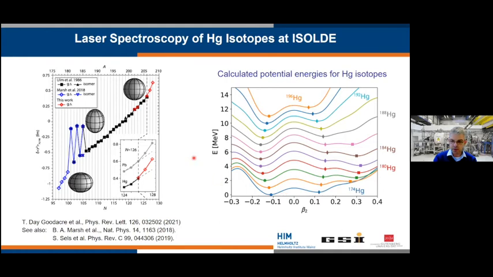Of course, this has been studied in some more detail, but the main point is that here you really have different shapes. So sometimes people refer to this as shape staggering. And this is really one of the first measurements that was done, but it took more than maybe 30 years until it was possible to extend these measurements to more neutron-rich cases.